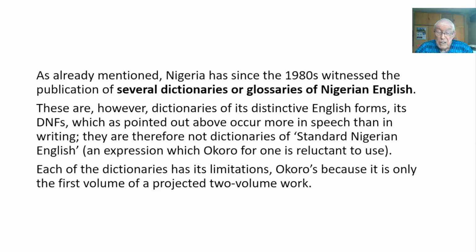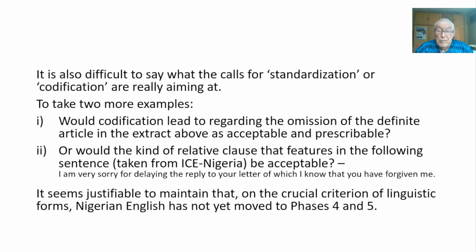Each of the dictionaries has its limitations. Okoro's, because it is only the first volume of a projected two-volume work. It is also difficult to say what the calls for standardization or codification are really aiming at. To take two more examples, would codification lead to regarding the omission of the definite article in the extract above as acceptable and prescribable?